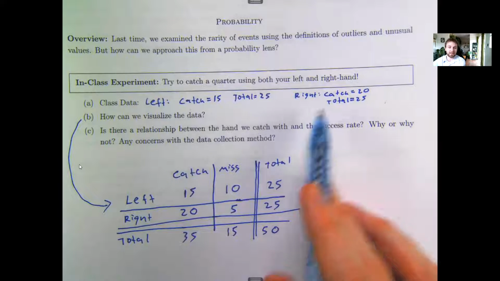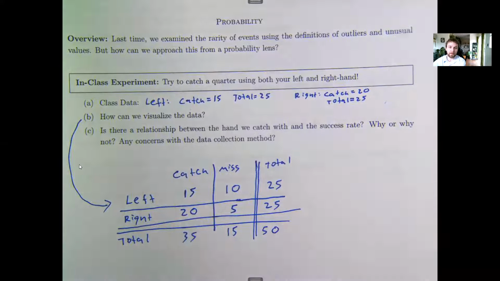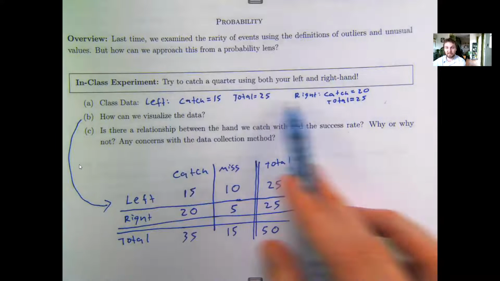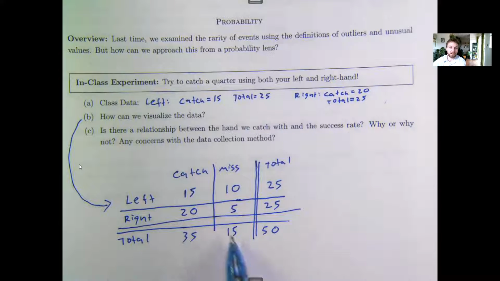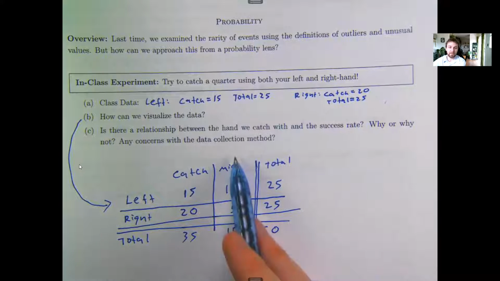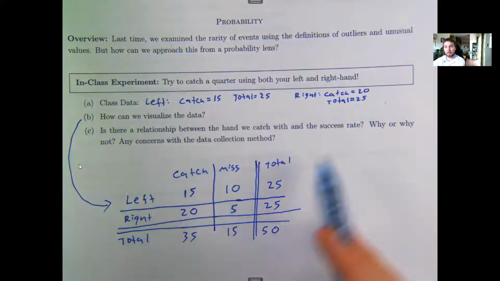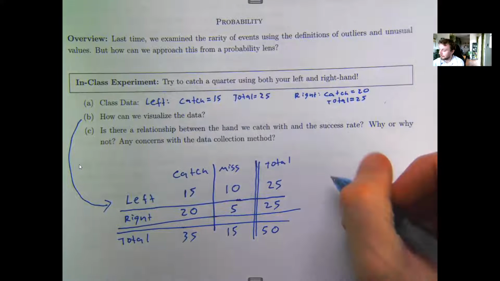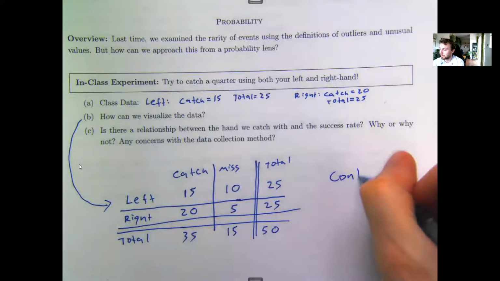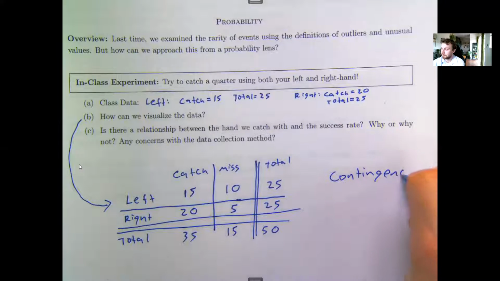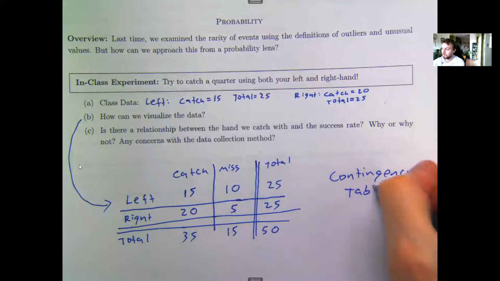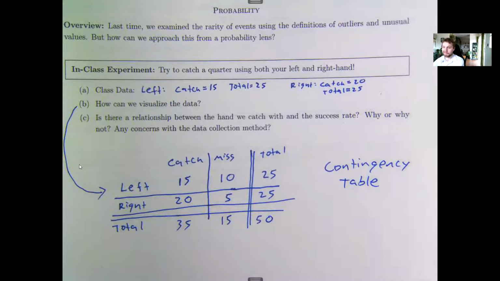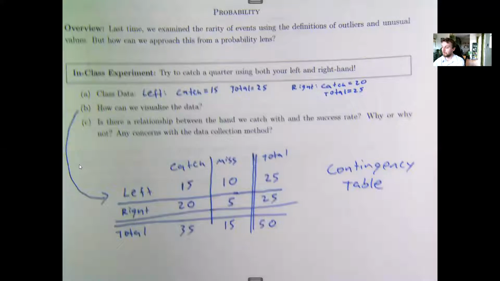So for example, I can see that there was a total of 35 catches. That wasn't immediate from here. I'd have to add these together. The misses would have taken a bit more work. The misses with each hand was something I was lacking altogether. So the name of this device is a contingency table. Let's go over the construction for these, and then let's make a couple and try them out.